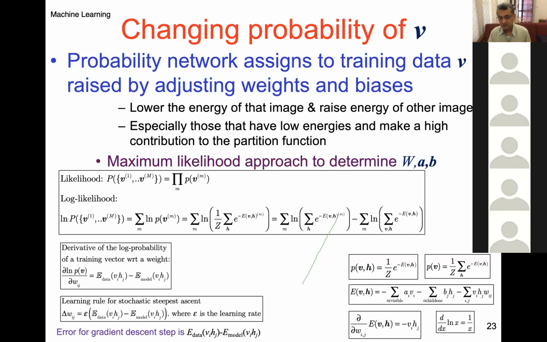So it's very different from supervised learning, where we had an external signal telling us what to change. This is saying the model has some idea and the data has some idea.